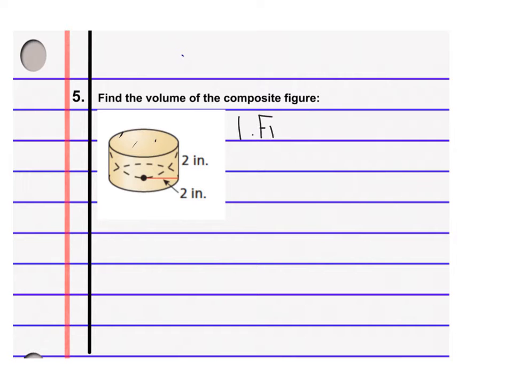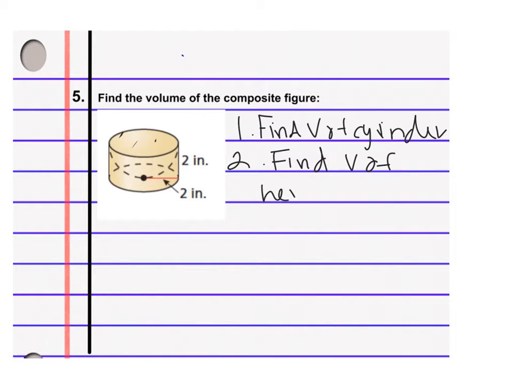We'll find the volume of the cylinder, okay? We will find the volume of that whole part, which is a hemisphere. It's half of a sphere. We'll find that hole, that dip, and we will subtract. So that's going to be our overall process.